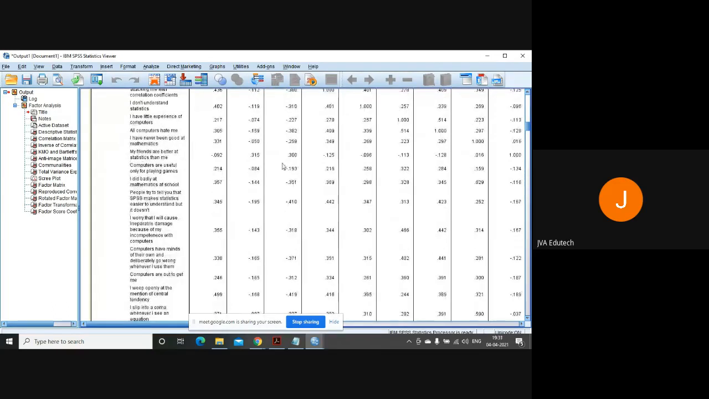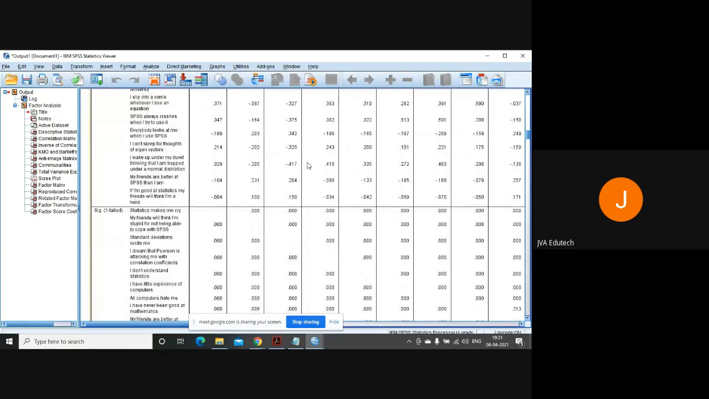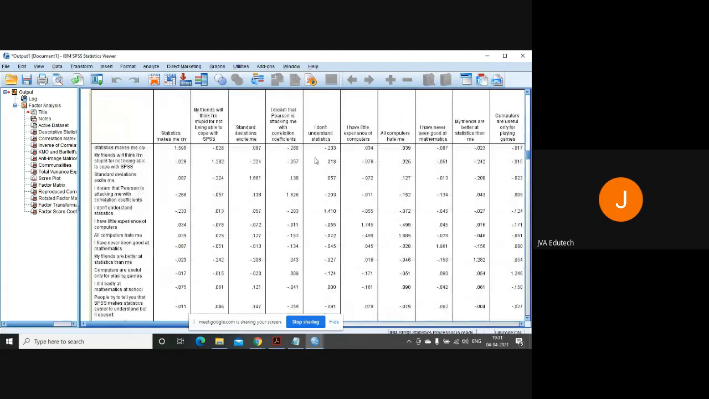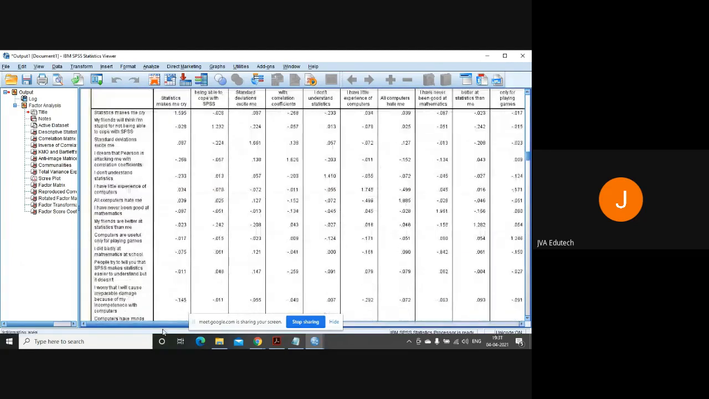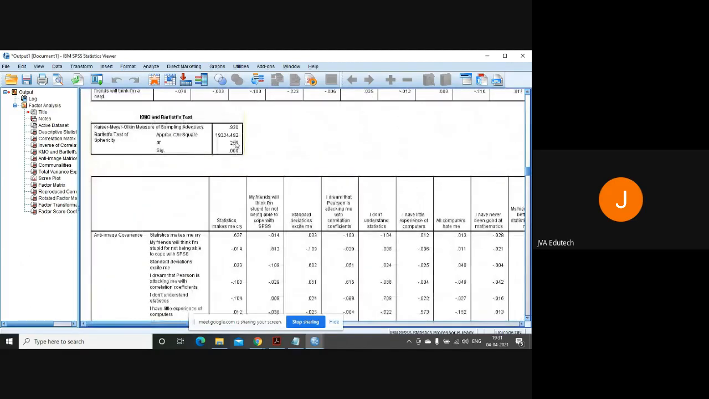So if you want to see the correlation matrix, you can see it. However, this is of not much use for you. The main thing is to first look at the KMO and Bartlett. So the KMO value is 0.930. What should be the minimum KMO value? 0.5. So on that, we can say that our sample size adequacy is appropriate for conducting the exploratory factor analysis.